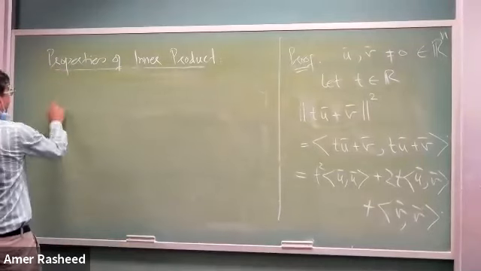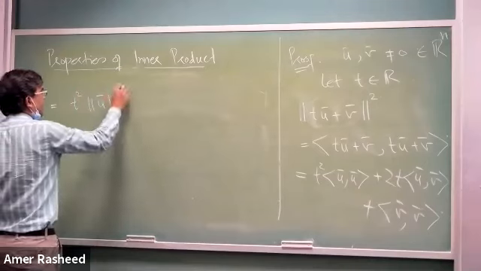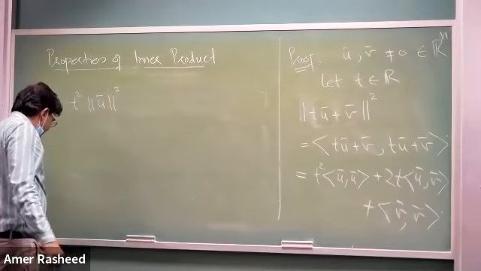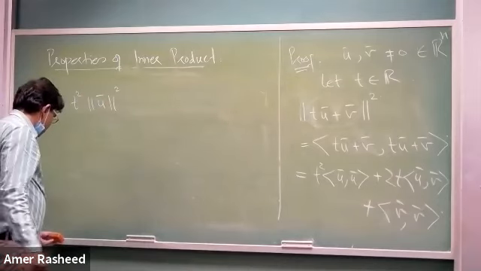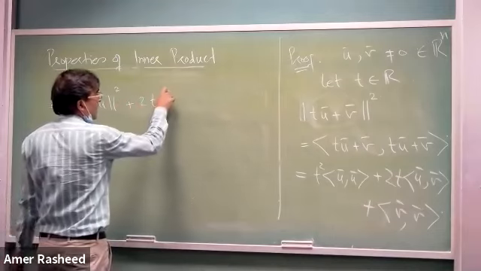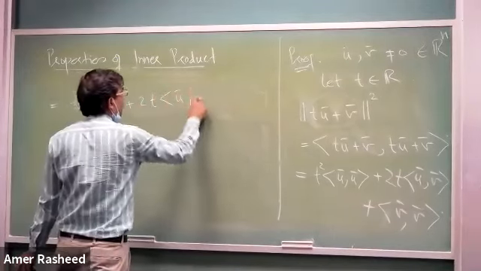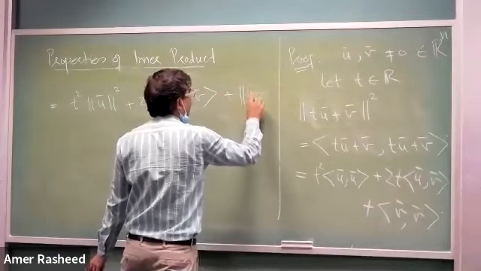So next thing is t square norm of u square, because inner product of u with itself is what? It is norm u square, by using that result, plus 2t u v inner product plus norm of, यहाँ पे क्या आ जाएगा? Norm of v whole square.